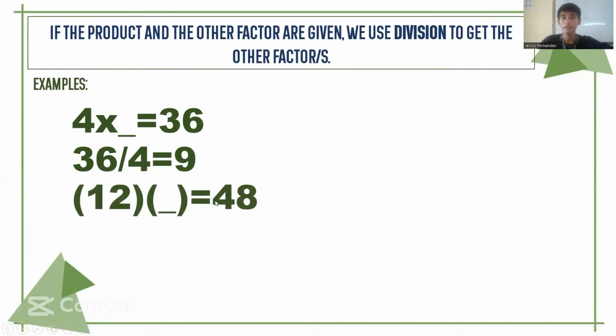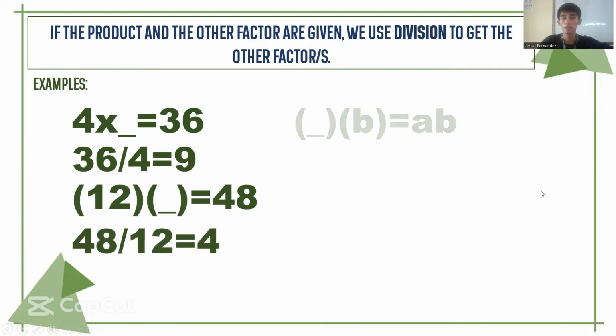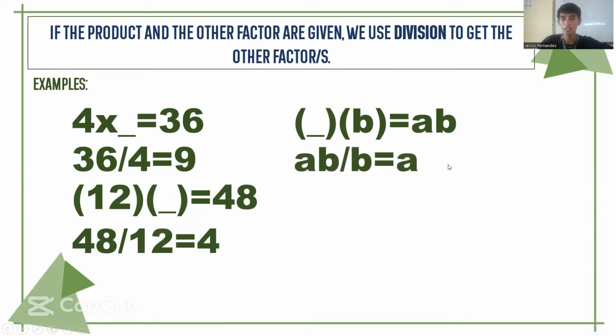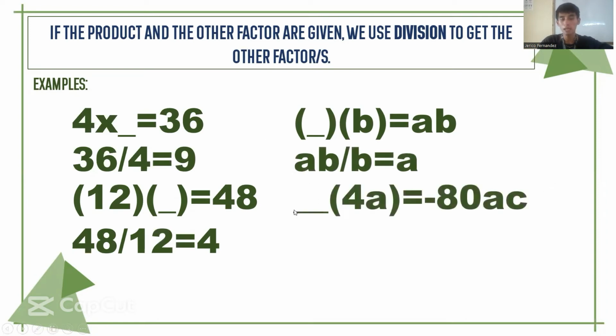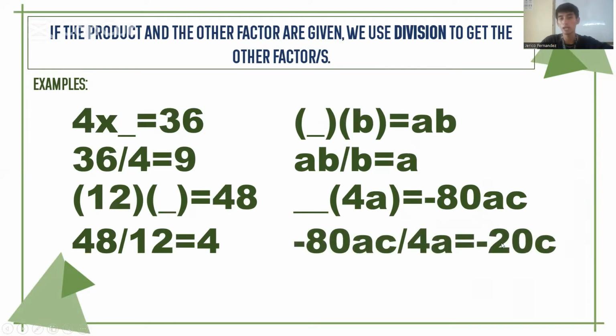12 times blank is 48. So 48 divided by 12 is 4. So the other factor is 4. Now a blank times B is equal to AB. AB divided by B is equal to A. So A is the other factor. Blank times 4A is equal to negative 80AC. So divide negative 80AC by 4A, we have negative 20C. So negative 20C will be our factor. So ang factor natin can be written in the form of 2 parentheses or 3 parentheses. Depende kung ilan yung factors natin. Okay po?